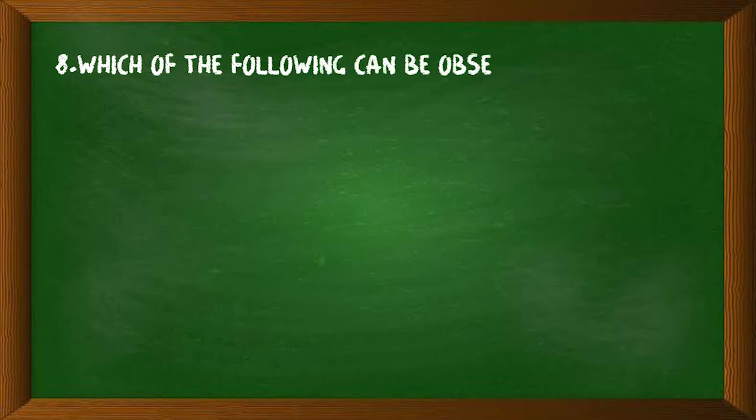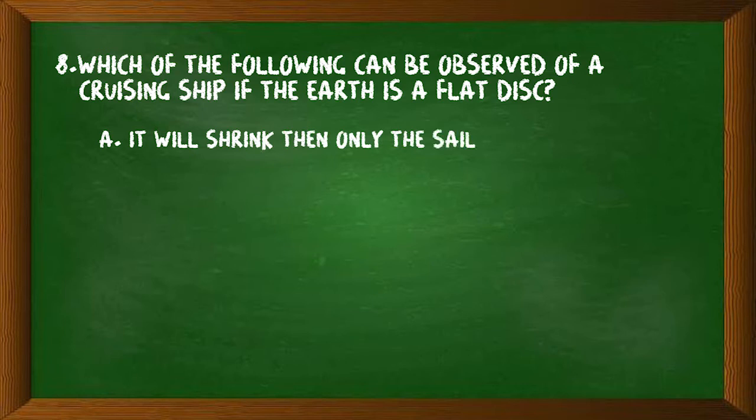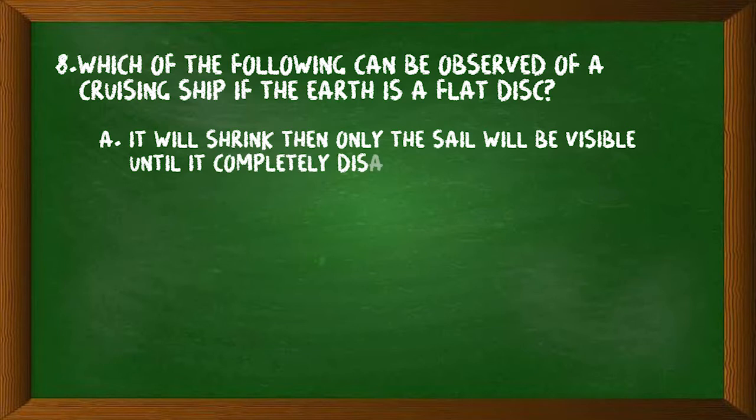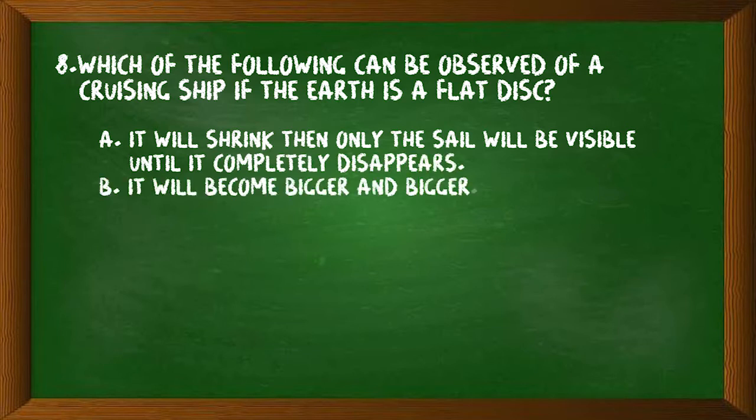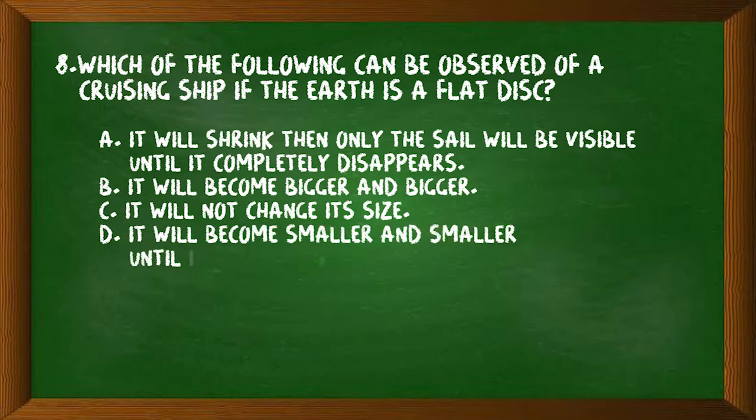Number 8. Which of the following can be observed of a cruising ship if the Earth is a flat disk? A. It will shrink, then only the sail will be visible until it completely disappears. Letter B. It will become bigger and bigger. Letter C. It will not change its size. And letter D. It will become smaller and smaller until it disappears.